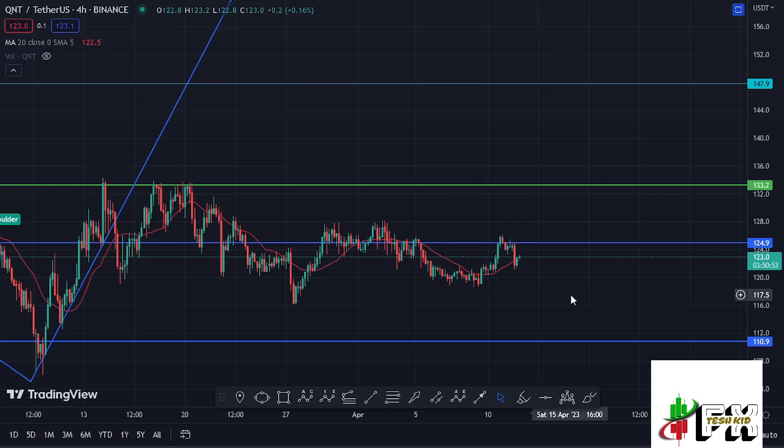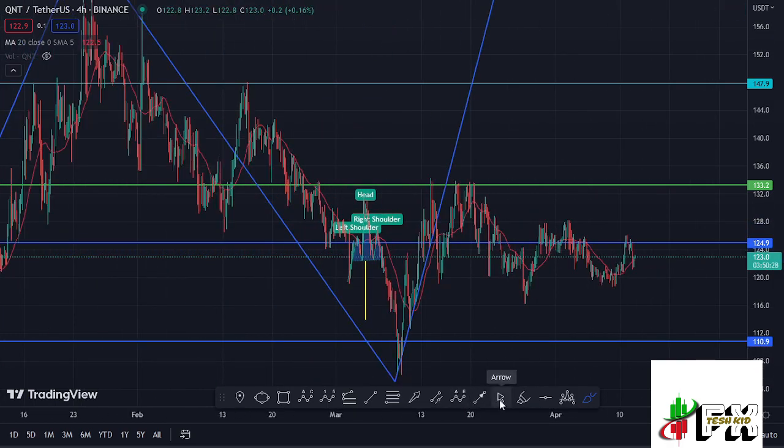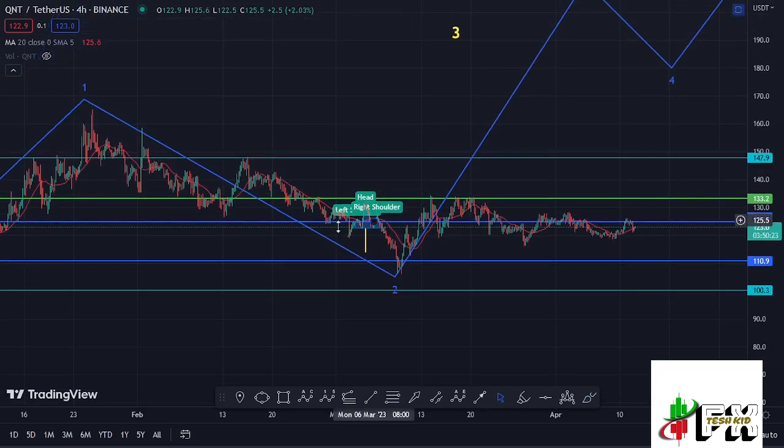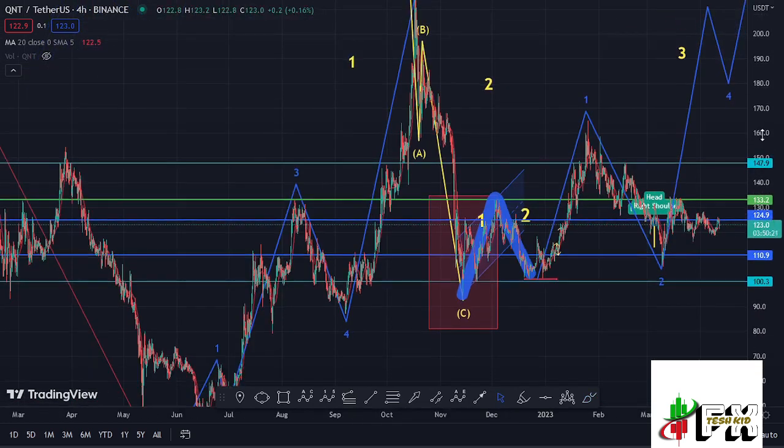Welcome back to Teshkid FX for another Quant price prediction update, which at the time of this recording is holding above the 20-day MA here on the 4-hour chart, which is now acting as support for us to continue gearing up. We are also trying to battle out with a key area of resistance at around the $124.9 mark. We have also continued to obey the Elliott structures, and in this video I'll be giving you the long-term outlook here on the Quant chart and also give you the short-term outlook here on the Quant chart.